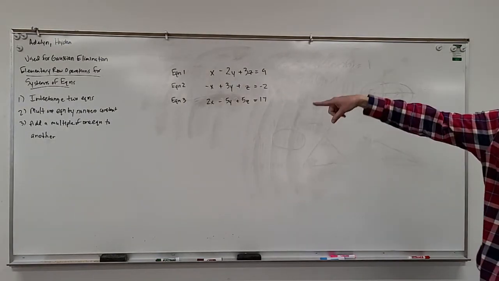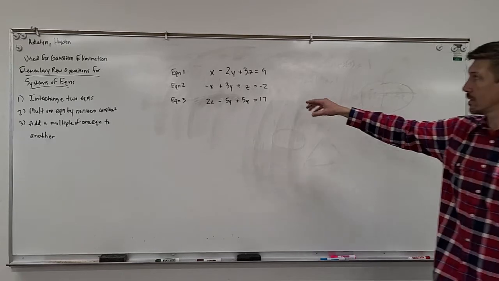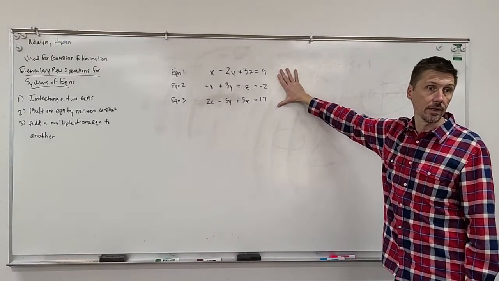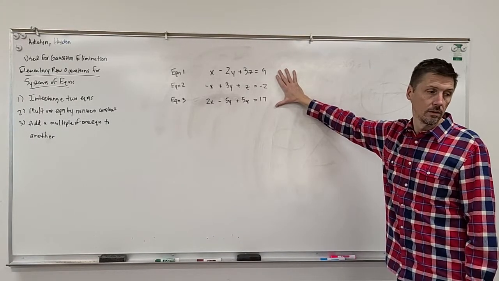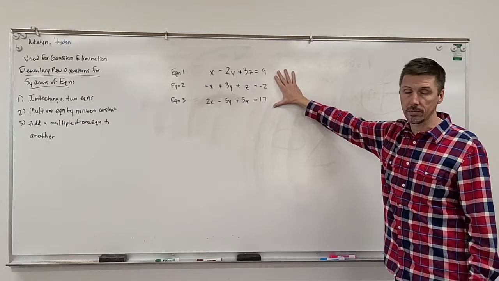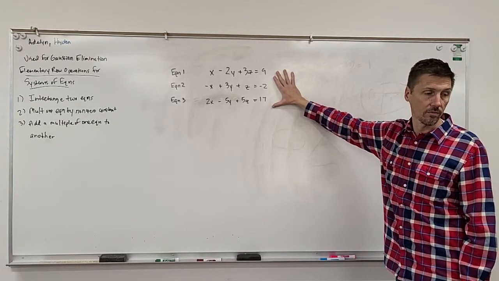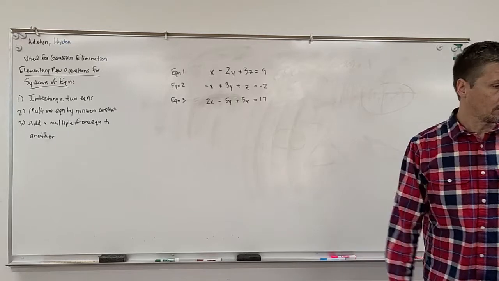So what we're going to do is use our row operations to start eliminating variables in here, so that we get row echelon form. That's what we're going for.